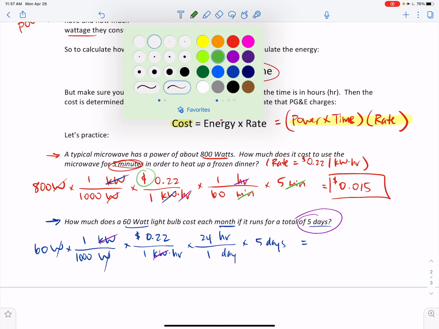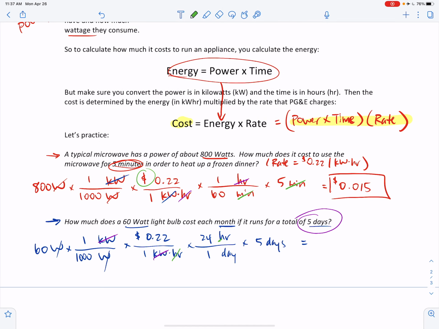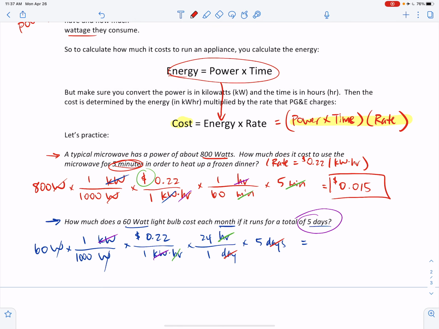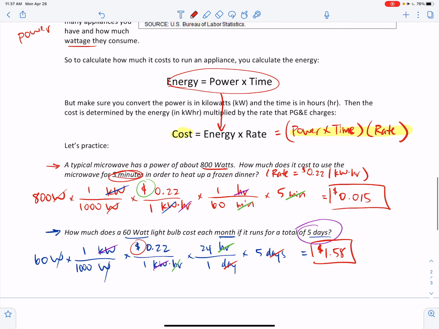So what cancels out here? Hours cancel, and then days cancel. And what's uncanceled? Dollars. 60 divided by 1,000 times 0.22 times 24 times 5 is 1.58, and that's dollars. So $1.58 to run a light bulb for 5 days. Also pretty darn cheap. So this is power and the cost of electricity.